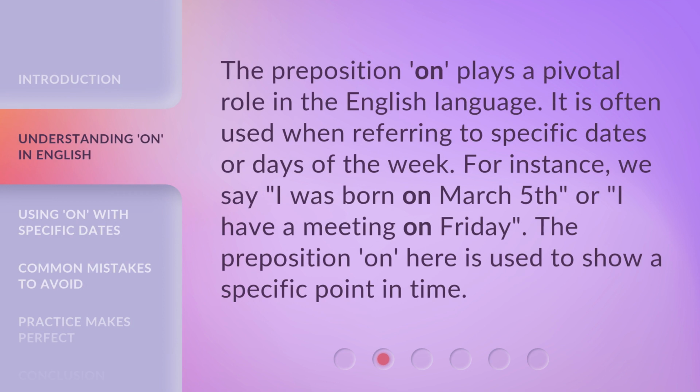The preposition "on" plays a pivotal role in the English language. It is often used when referring to specific dates or days of the week. For instance, we say, "I was born on March 5th," or "I have a meeting on Friday." The preposition "on" here is used to show a specific point in time.